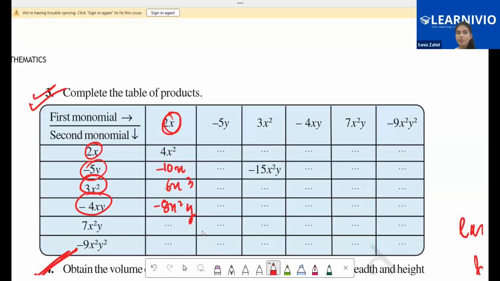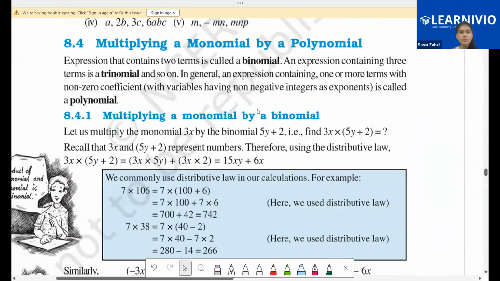So do you understand how we have to solve this? First you take this term, you multiply it with all of these monomials. Then you take this term, you multiply with all of these monomials. Then you take this term, you multiply, then you take this. So one by one you have to complete this table like this. So will you be able to do it if I give you as assignment question? Okay, ma'am. Okay, that's why I explained you also.